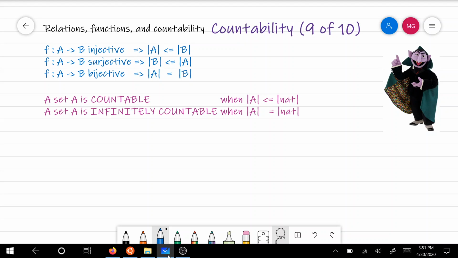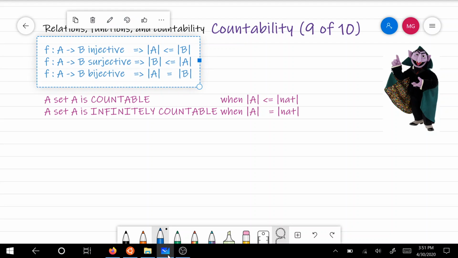9 out of 10. We're so close. We are so close. So close. So up here in blue, right around here, this little bit, these were the conclusions from the last video, video 8 of 10, the functions for relative cardinality.